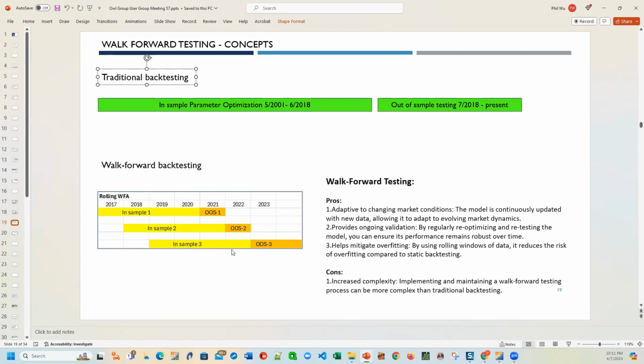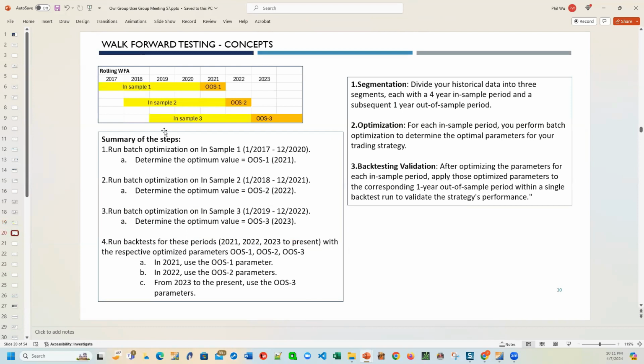And so when we run the back testing of out of sample 1, if it looks good, and then out of sample 2 looks good, and out of sample 3 looks good, then that means this is a pretty robust system. So that's the general concept of walk forward. And then this next slide just gives more details of how to run it.